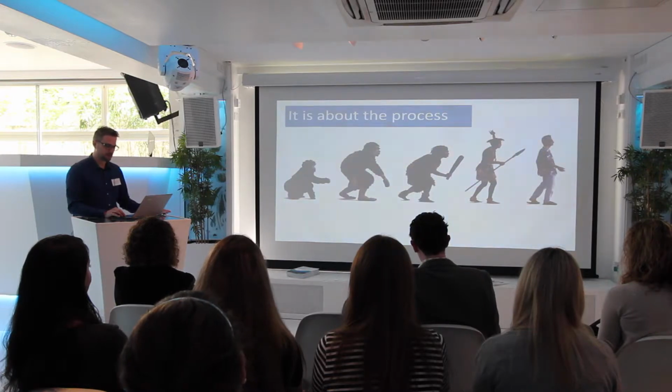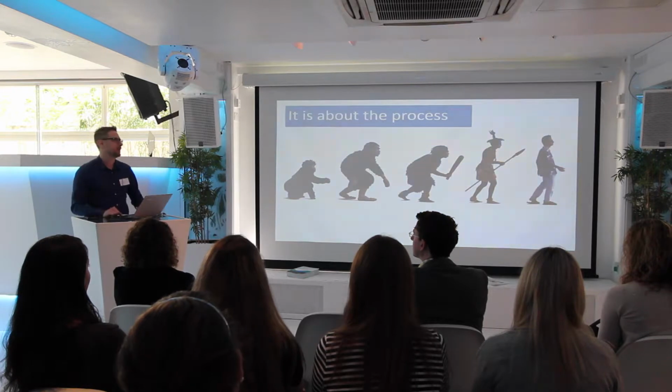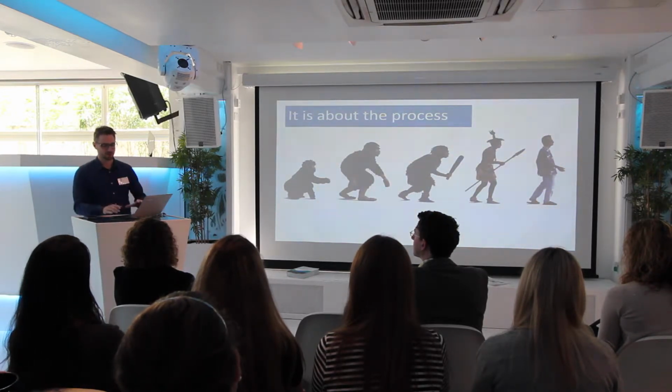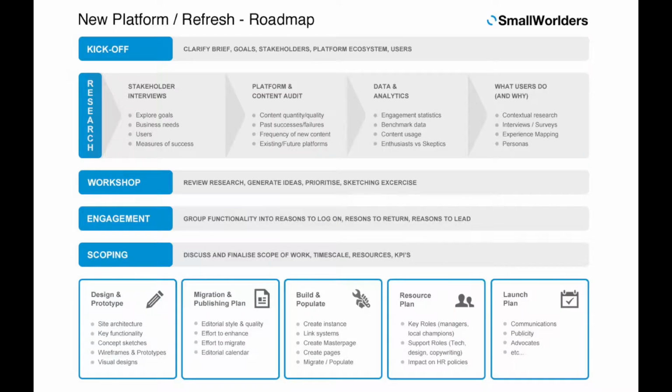And it can be quite daunting because there are loads of people to please, loads of ideas, loads of theories. But I like to say that if you follow a process, if you trust it, it's going to work. And so here is the process that we've evolved over the last few years at SmallWorlders. So you start with a kickoff, you do some research, and I'll tell you a little bit about what we need to do there. You run a workshop to generate the ideas after the research, fit it into the engagement strategy that Dan talked about.